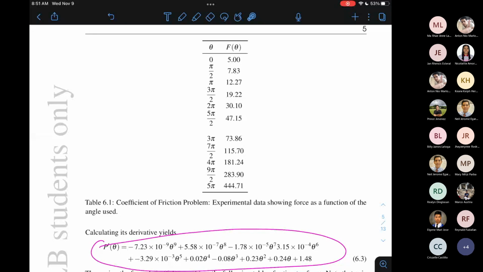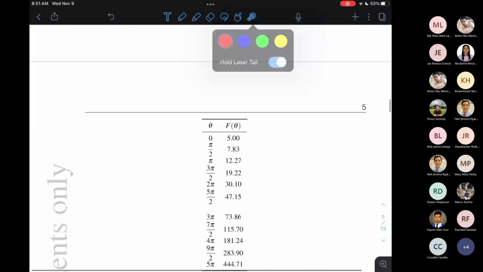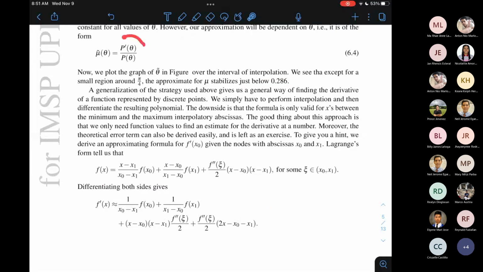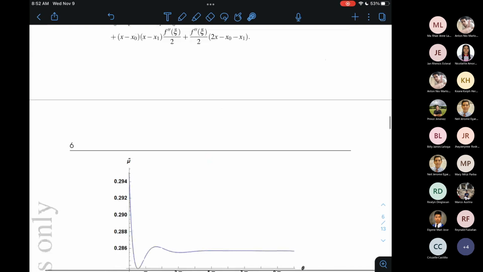Oh, by the way, hindi ko pala pinakita yung resulta nitong experiment na to. So if you compute for mu, all right? Kukunin lang natin yung p prime over p, okay? Tapos, so meron tayong interpolating polynomial, kunin mo yung derivative niya, divided by the interpolating polynomial, and that's going to be our estimate for the coefficient of friction. Now, we know that the coefficient of friction should be a constant, so ipa-plot ko lang to for all theta values between 0 and 5 pi. Actually, 0 to 5 pi, tingnan ko lang siya.